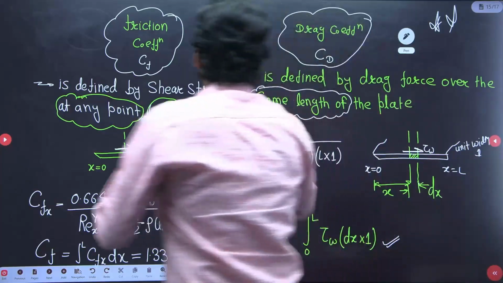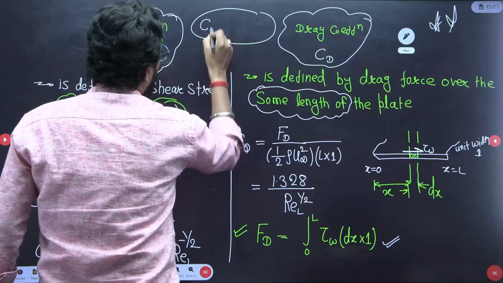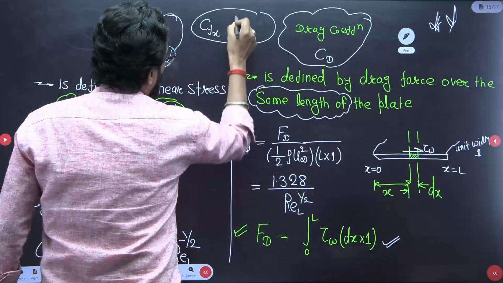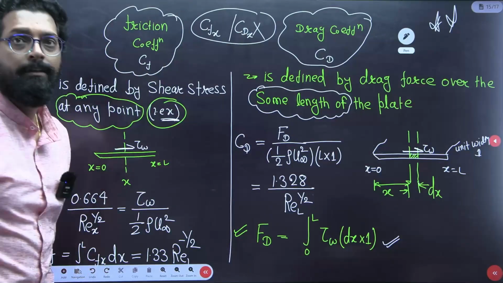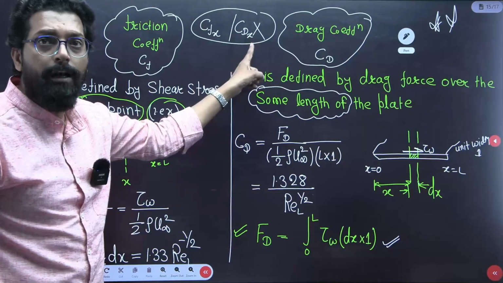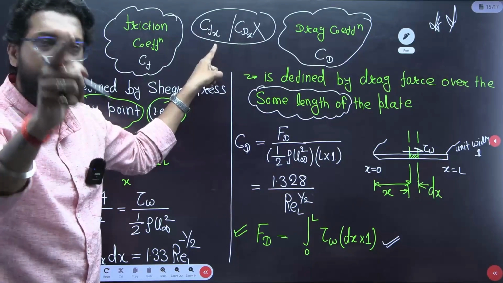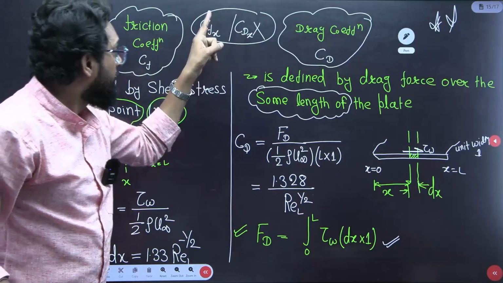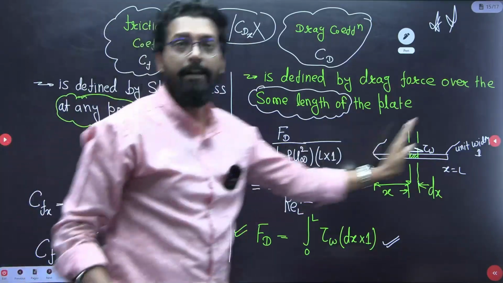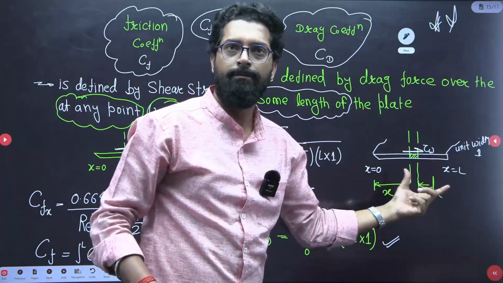So in CF you can put an x value, but in CD you never put x like that. Why? Because it is not defined as a local. It is defined as a total. That means CFX is found at any point of the plate, but the drag coefficient you can only find as a total. That means you have to use integration. In this case, integration will be used.